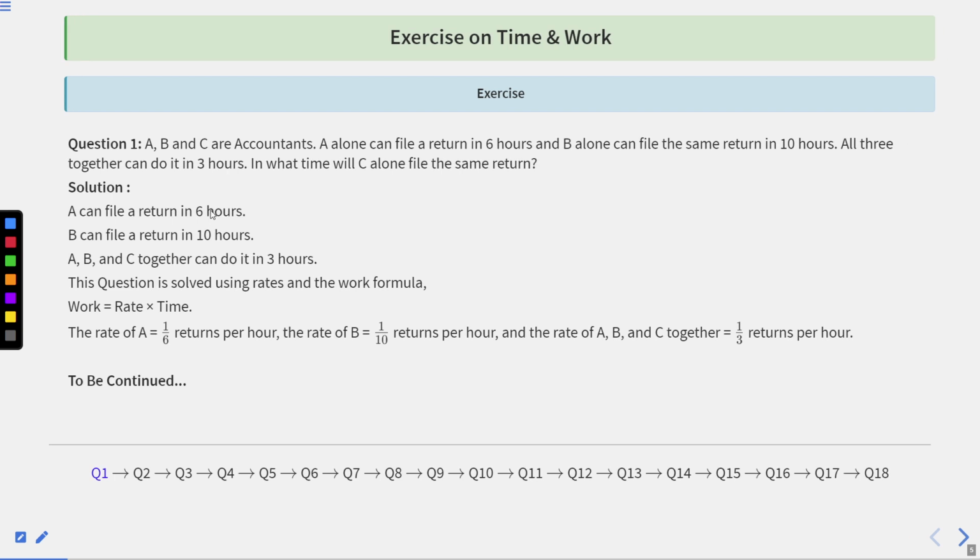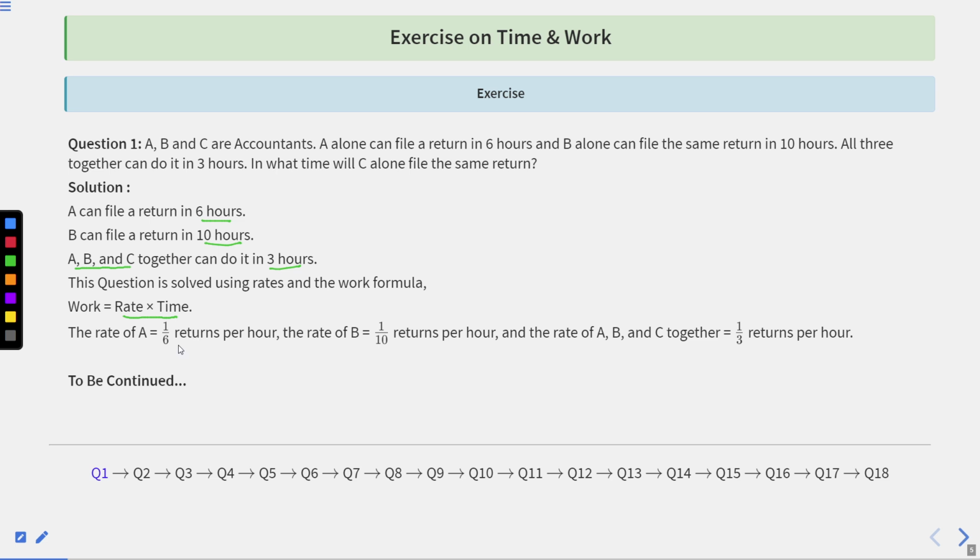A can file a return in 6 hours, so that is given to us in the question. B can file a return in 10 hours, that is also given to us in the question. And it is also given that when all three together do it, they can file a return in 3 hours. So in this question, we have to find what amount of time C will take when he has to do it alone. So we know work is equal to rate into time.